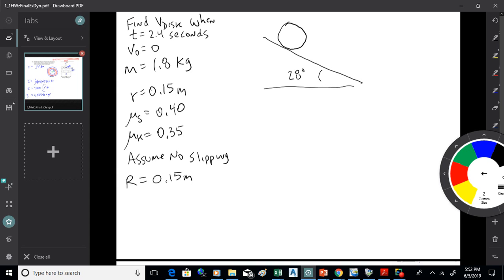So let's just get the basic information on here that we're going to need to solve this thing. What we want to do is just let this thing roll. It's going to start from rest, and we want to find the velocity of the disk when t is 2.4 seconds. We're going to assume it doesn't slip. You're given the mass and the radius of the disk and the coefficients of friction. So why don't you go ahead and draw a free body diagram of that disk. Let's start with that. Pause the recording for a minute and go ahead and do that.